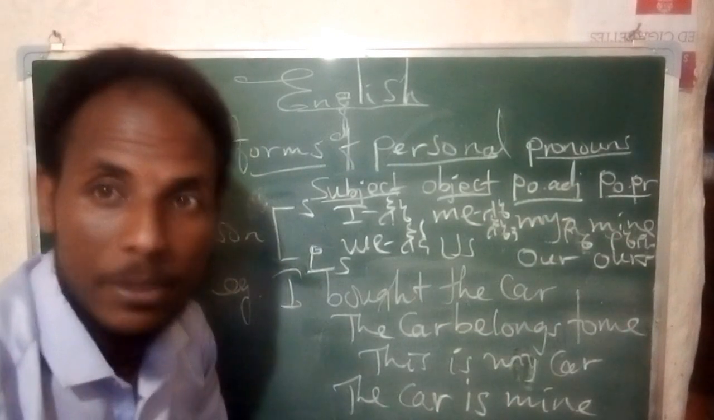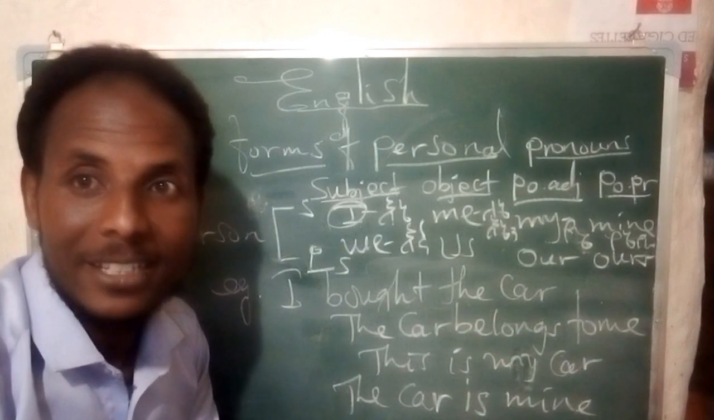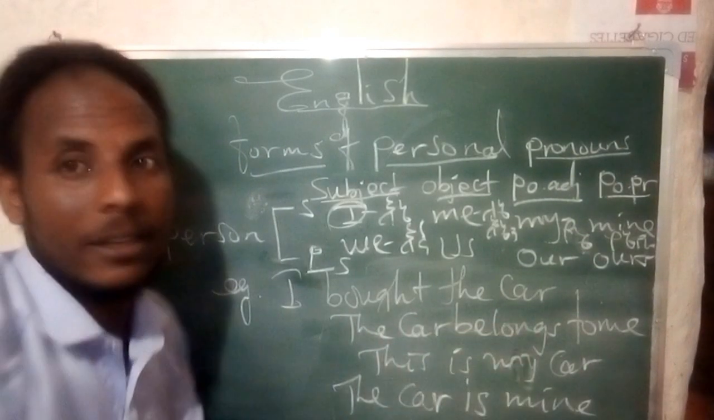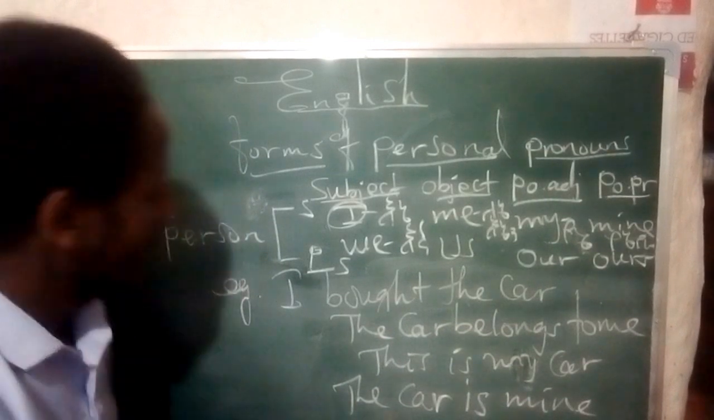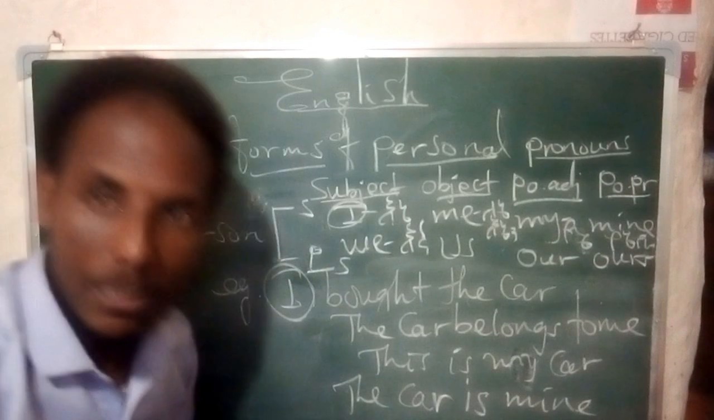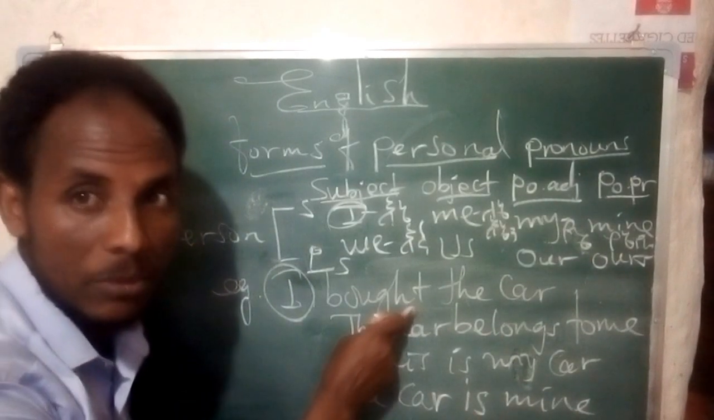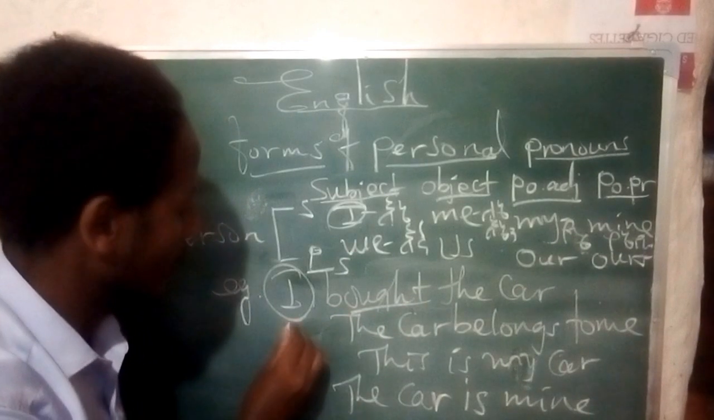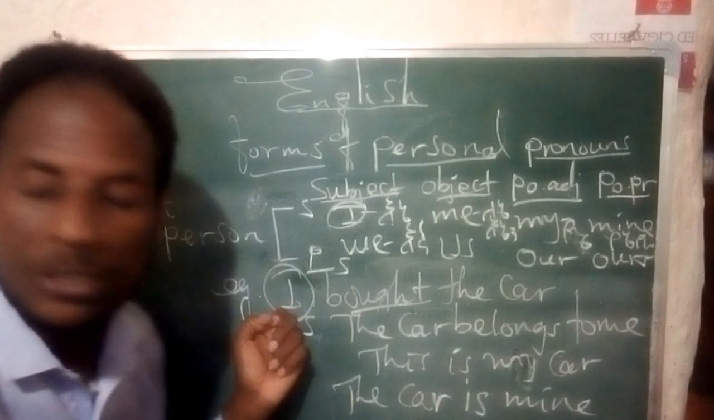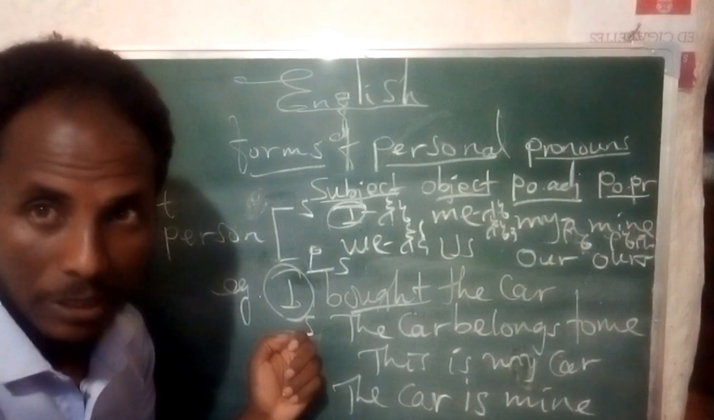Let us take the first person pronoun I using different sentences. Okay. For example, I bought the car. In this sentence, I use the pronoun I in place of a subject. It is used in place of a subject because it's placed before the verb bought. So it is a subject. I is the first person singular pronoun and used as a subject.